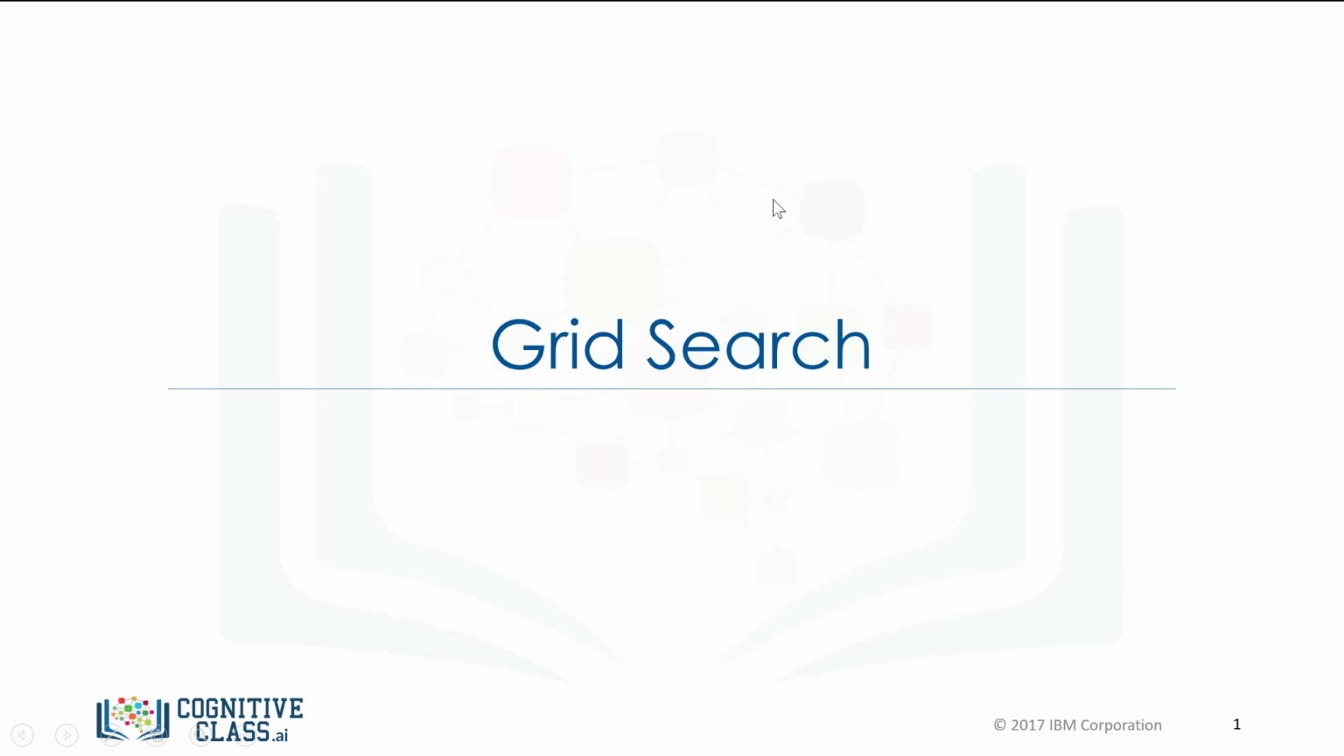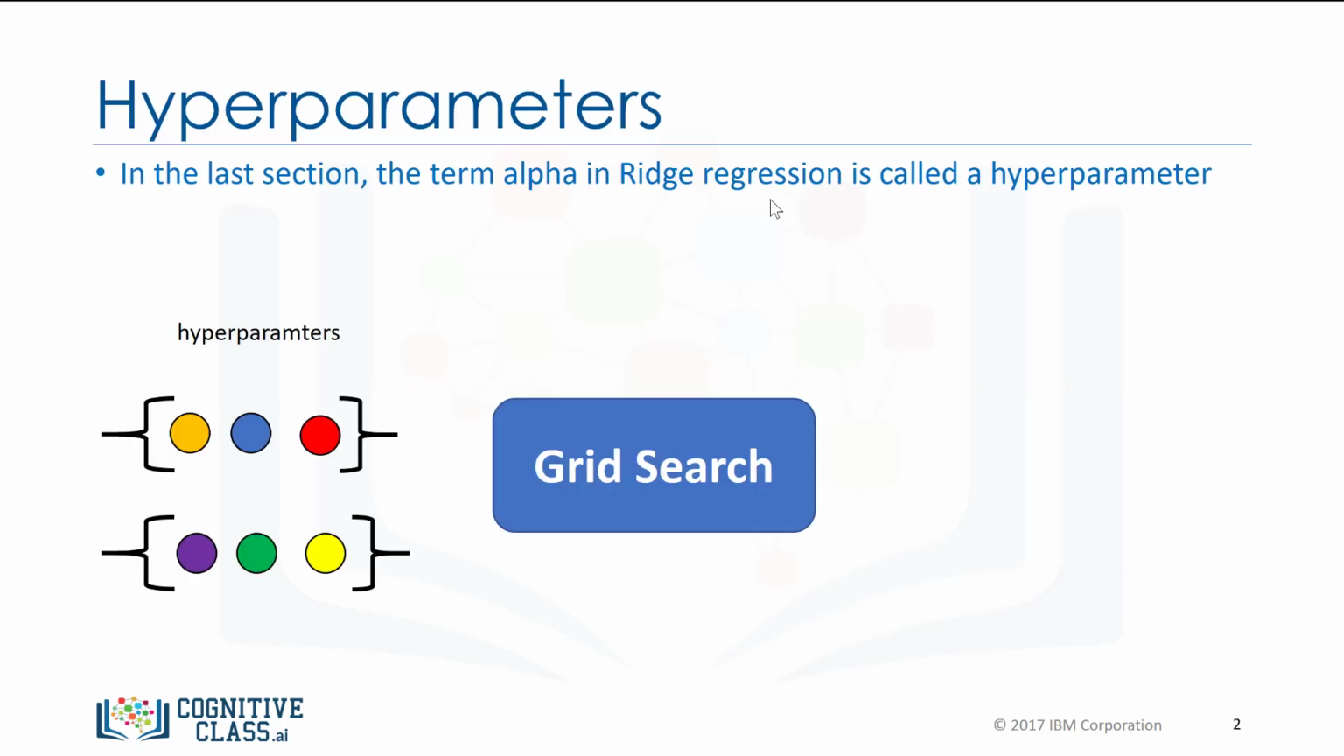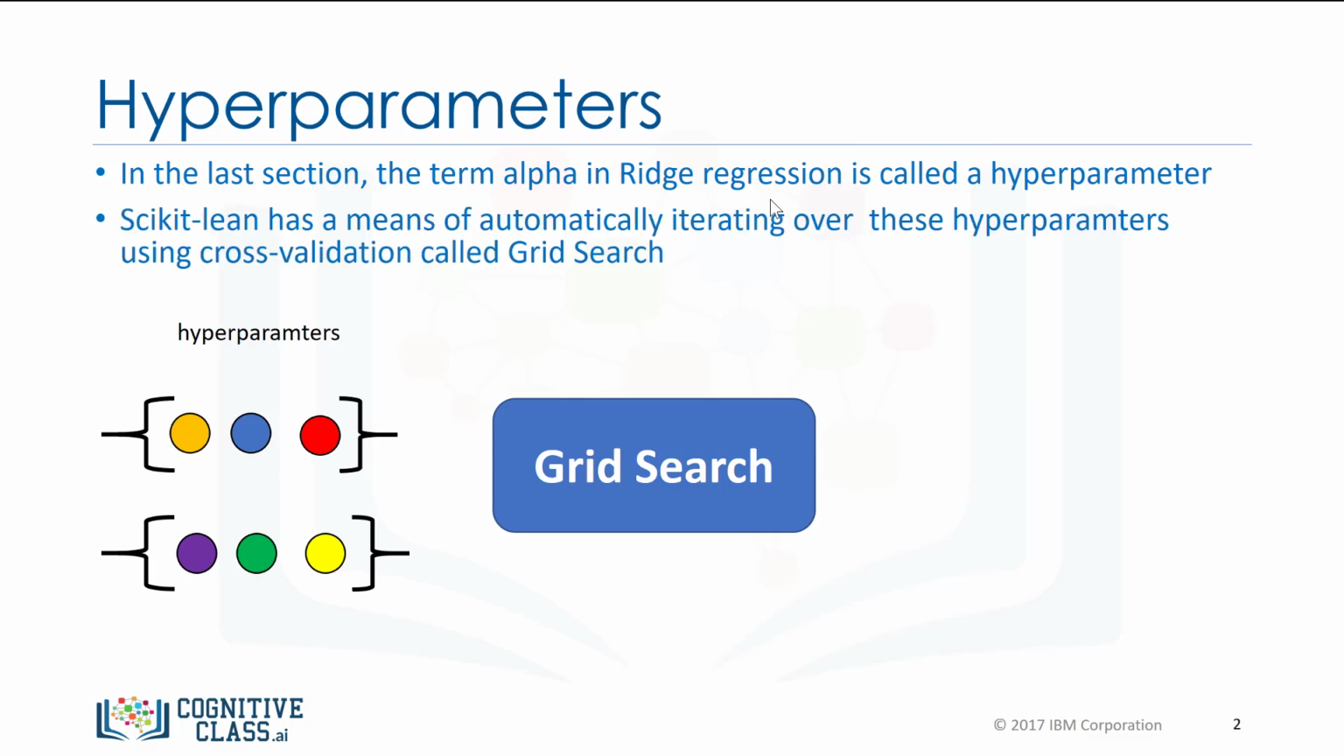Grid search allows us to scan through multiple free parameters with few lines of code. Parameters like the alpha term discussed in the previous video are not part of the fitting or training process. These values are called hyperparameters. scikit-learn has a means of automatically iterating over these hyperparameters using cross-validation. This method is called grid search.